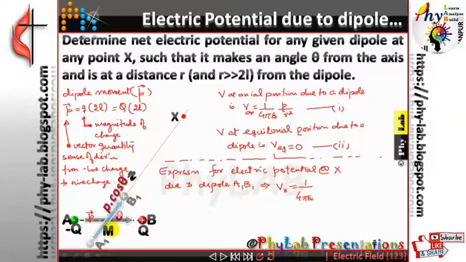Now see friends, for this dipole A1 B1, point X becomes its axial point, because this is the axis of A1 B1 and X happens to lie on its axial line. So I will be using this particular result. This result will be 1 upon 4 pi epsilon naught P cos theta upon R square. Let me call this result as equation number 3. Is this clear to all of you friends?